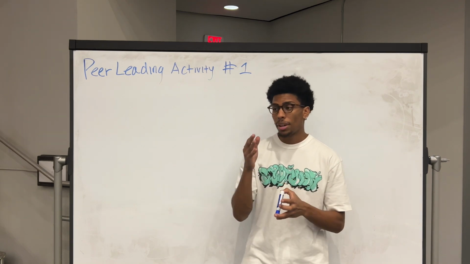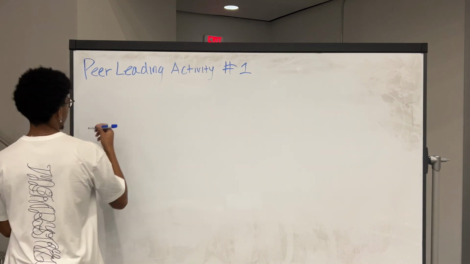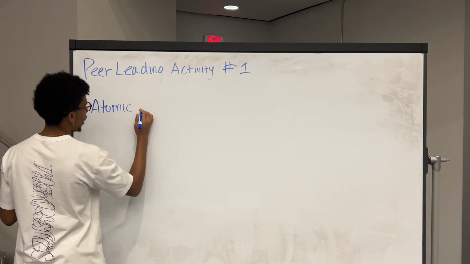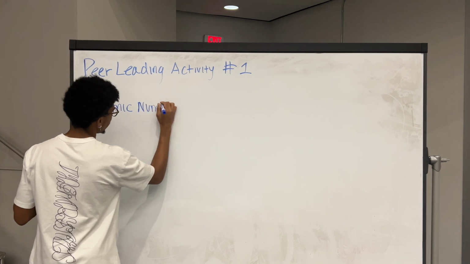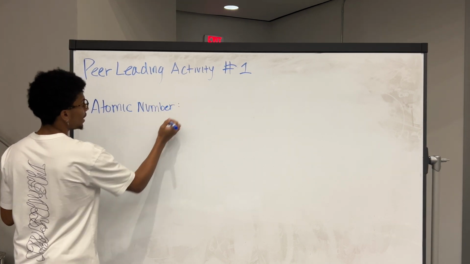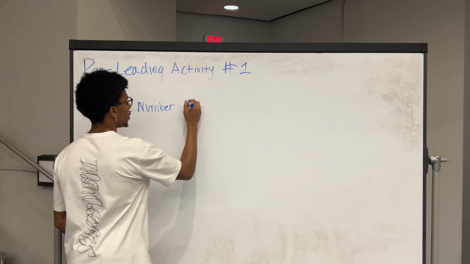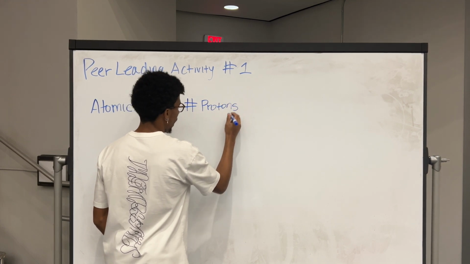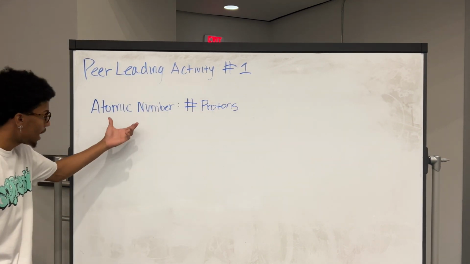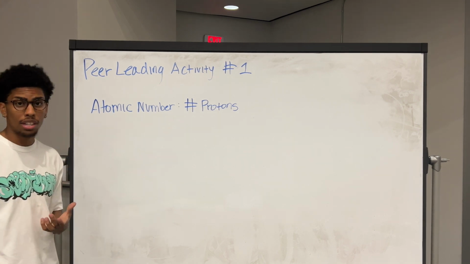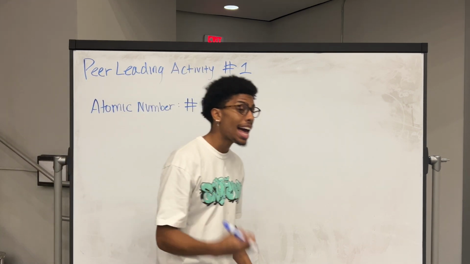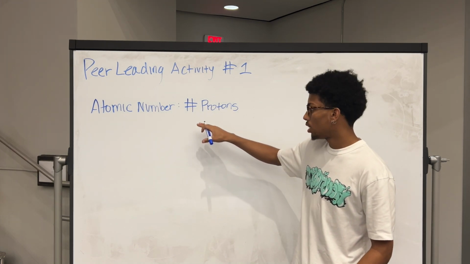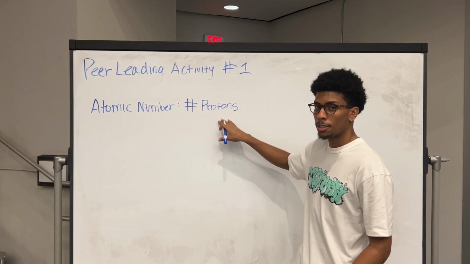And what does the atomic number mean? This is important because you're going to get a lot of questions that just give you the atomic number and want you to figure out what that element is. So the atomic number tells you the number of protons. If you change the number of protons, you're going to change the atomic number. If you change the atomic number, you're going to change the element. The atomic number is the number of protons.